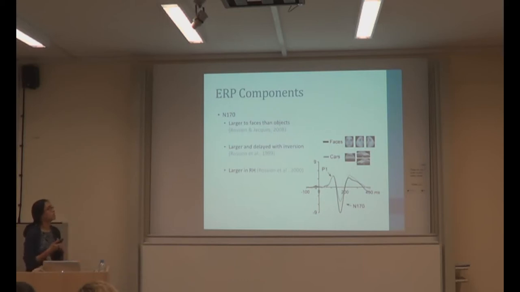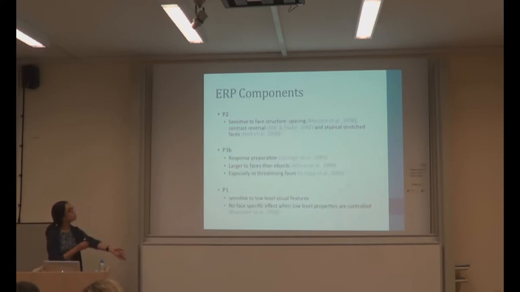So in terms of ERP components, there's a vast amount of literature on the N170 component in relation to face processing. And the N170 has been shown to be larger to faces than objects, larger and delayed with inverted faces compared to upright faces, and it's shown to be larger in the right hemisphere, which is consistent with a lot of imaging studies on face processing in the FFA.